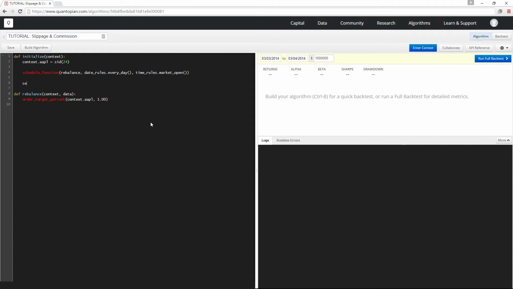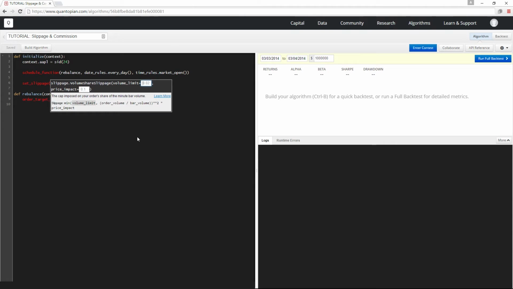To set the slippage model, I'm just going to go set_slippage, and then I can pick from the different slippage models. So there's fixed slippage, volume share slippage. You can actually also make custom slippage models, but we're not going to get into that. And I'm just going to pick the volume share slippage.